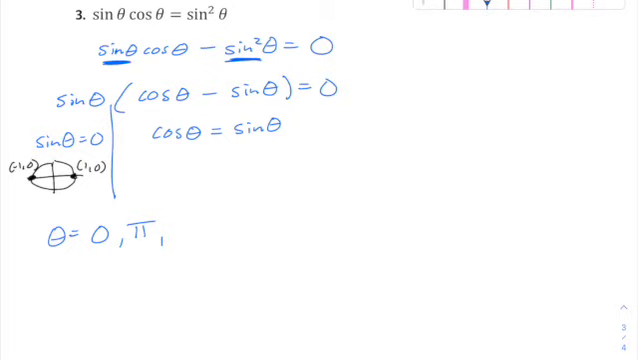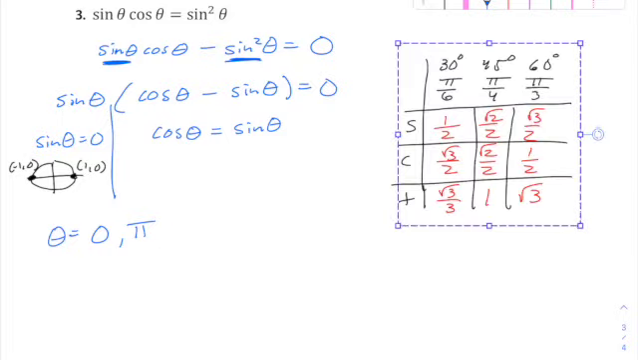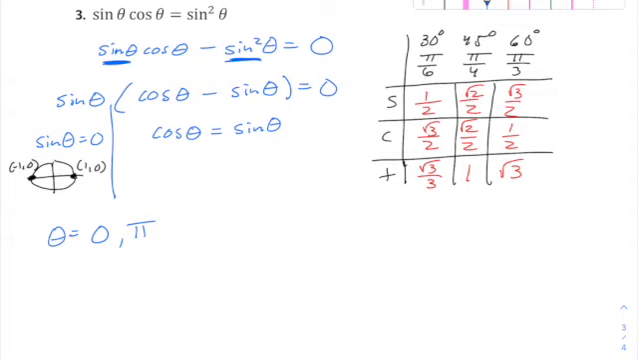Cosine of theta equals sine of theta. So a couple ways to approach this, you can just think about it if you like. You're talking about, is there an angle where sine and cosine have the same value? And yeah, there's one time when sine and cosine have the same ratio, and that's when you're talking about pi over 4.